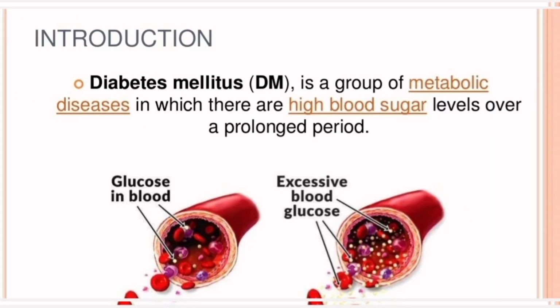Introduction. Diabetes mellitus is a group of metabolic diseases. Metabolic diseases means when the body is not able to convert food into energy. It occurs because of certain reasons like chemical reactions, genetics and also organ function, in which there is a high blood sugar level over a prolonged period of time. Here two blood vessels are there. In the first blood vessel there is a normal amount of glucose, and in the second blood vessel there is an excessive amount of blood glucose.